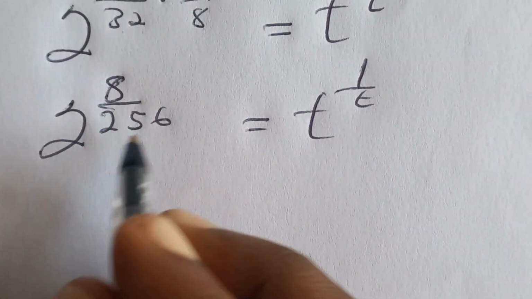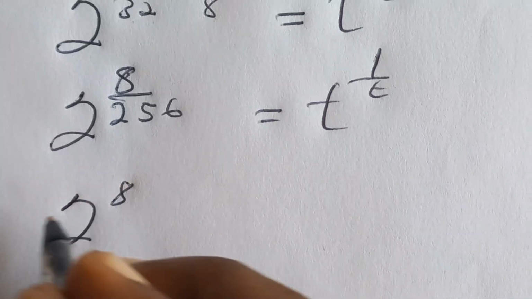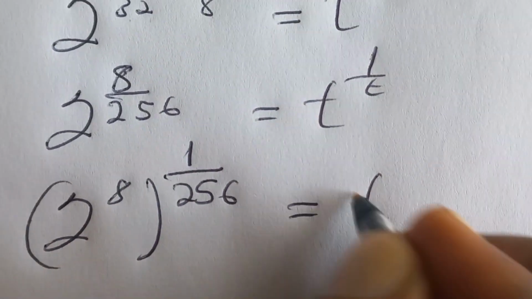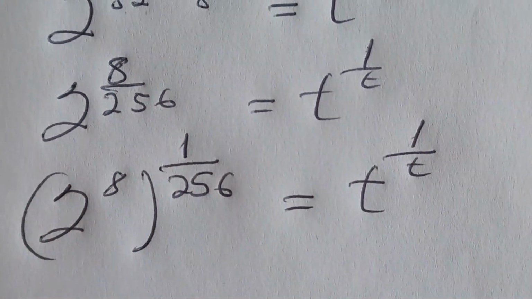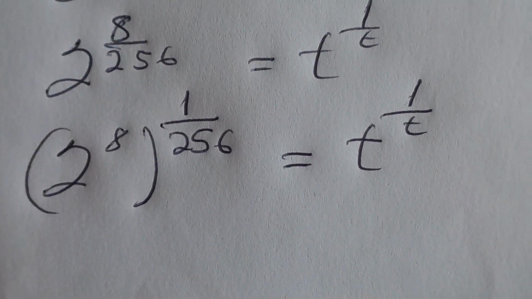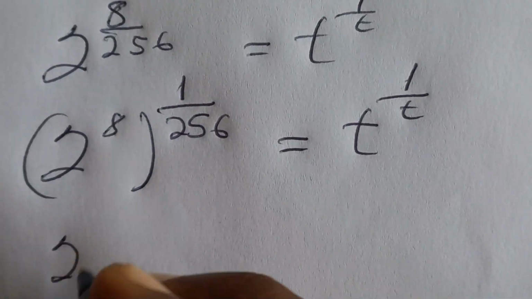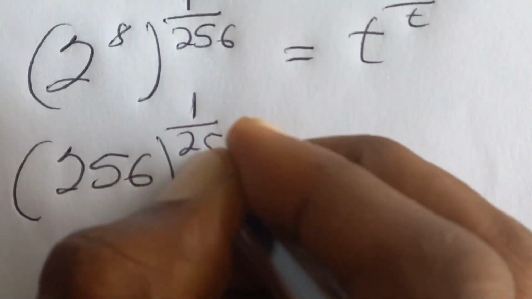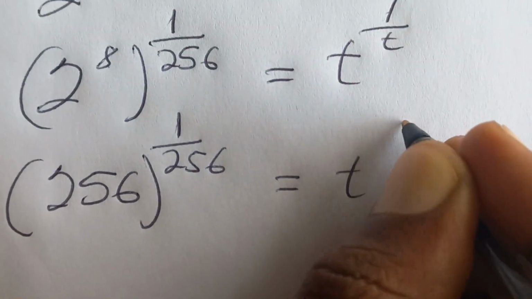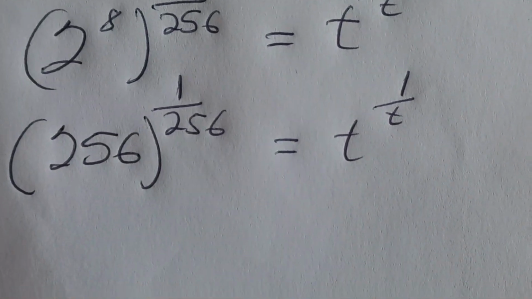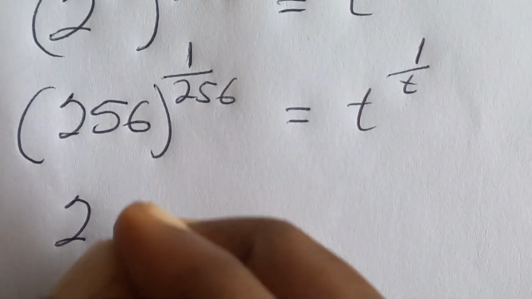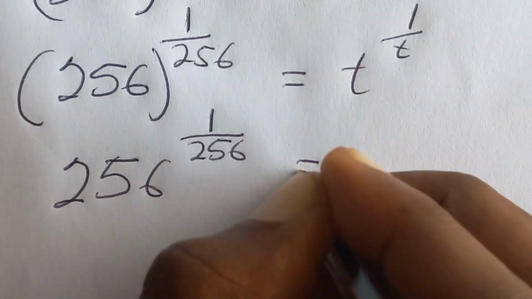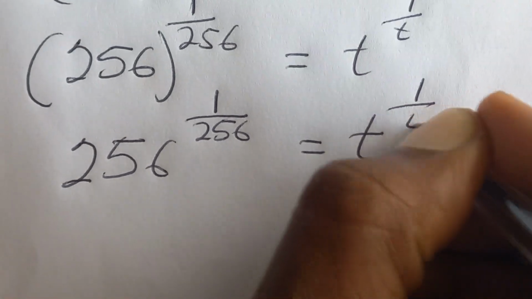Okay, so from here, this one we can rewrite it as 2 exponent 8 into bracket 1 exponent 256, and it's equal to t exponent 1 on t. Okay, and now 2 exponent 8 is the same as 256, bracket 1 on 256, and it's equal to t exponent 1 over t. By removing the brackets, we are going to get 256 exponent 1 on 256, which is equal to t exponent 1 on t.